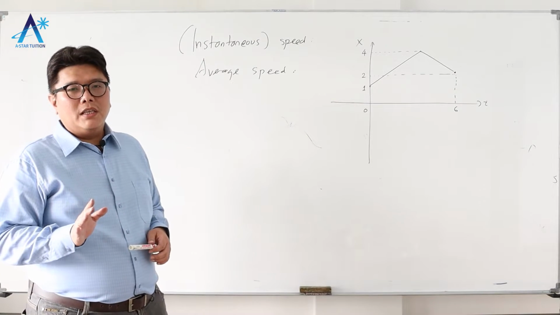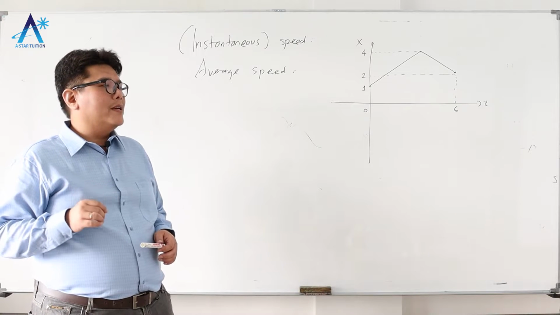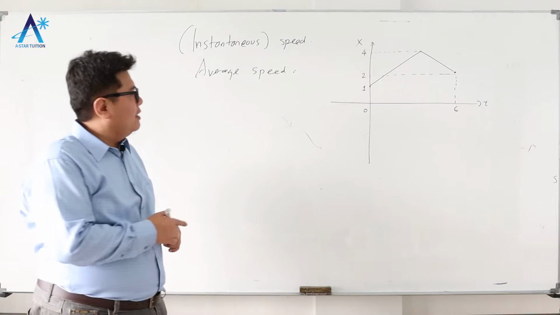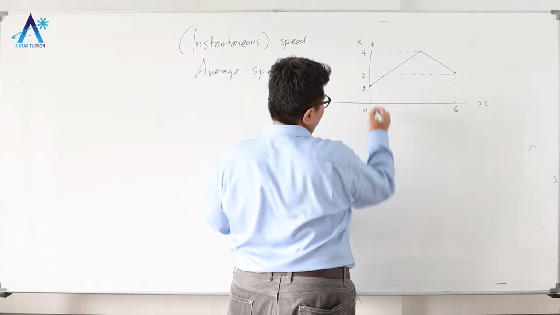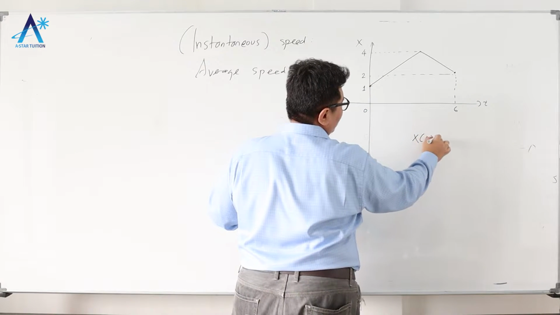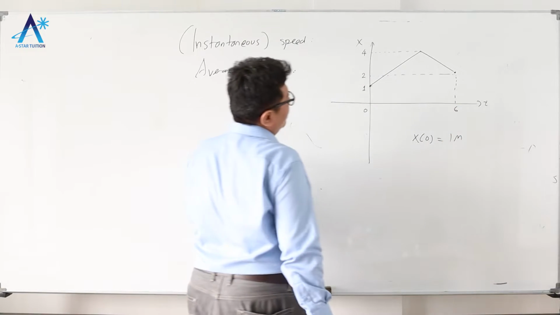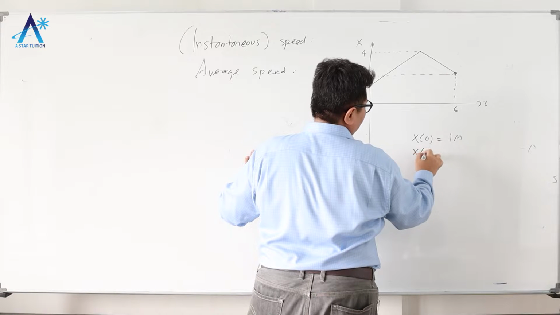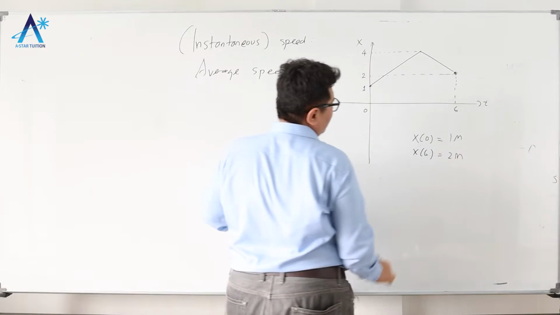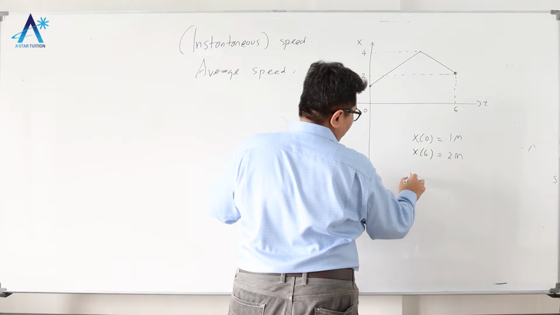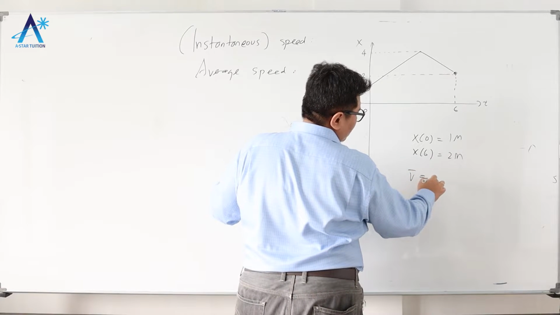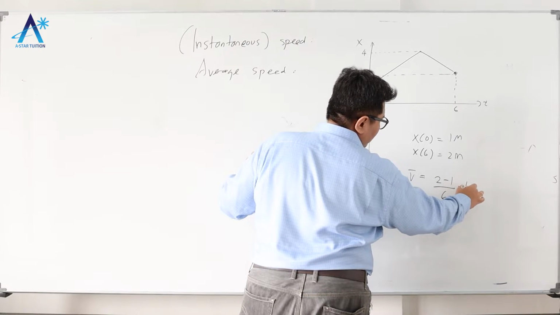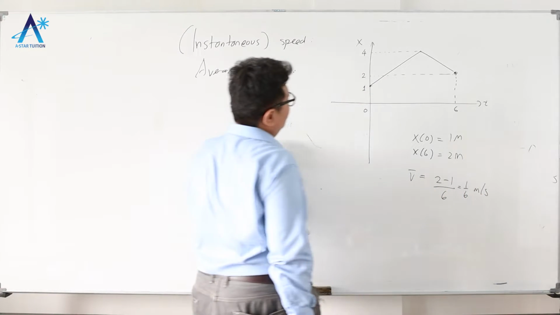For average velocity, again, we only look at the change in position with respect to the initial. So the initial position is 1. So we say that x of 0 is 1 meter. And the final position is 2. So x at 6 is equal to 2. So therefore we can say that the average velocity is equal to 2 minus 1 over 6. So 1 over 6 meter per second.